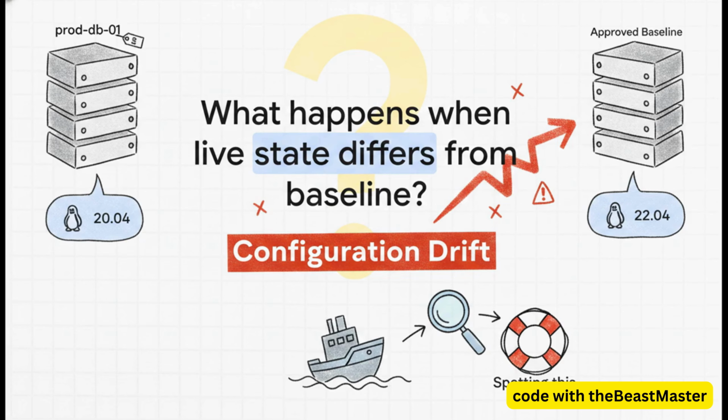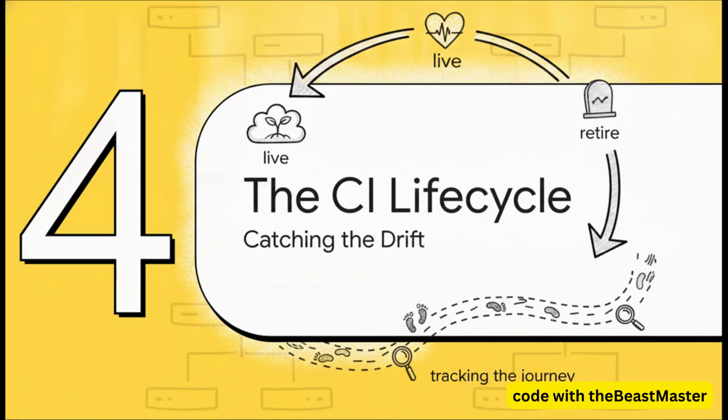Let's see if you're tracking with me here. Your database server pod DB01 shows an OS version of Ubuntu 20.04 out in the live environment, but the formally approved baseline says it should be 22.04 Ubuntu. What's this dangerous condition called? Well, if you said configuration drift, you're exactly right. Spotting that kind of discrepancy early is exactly what keeps your whole operation afloat.